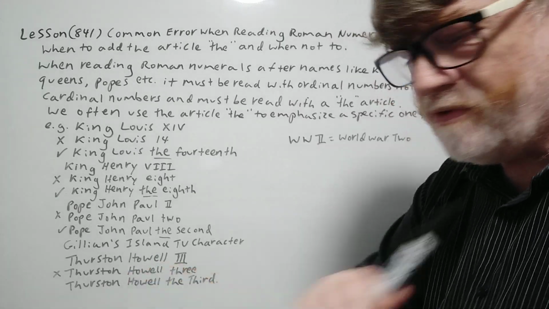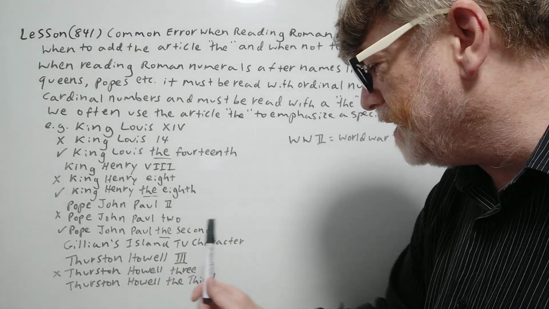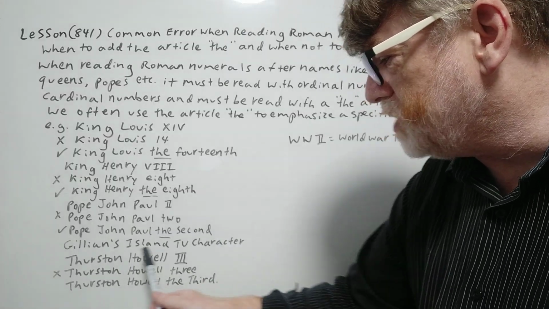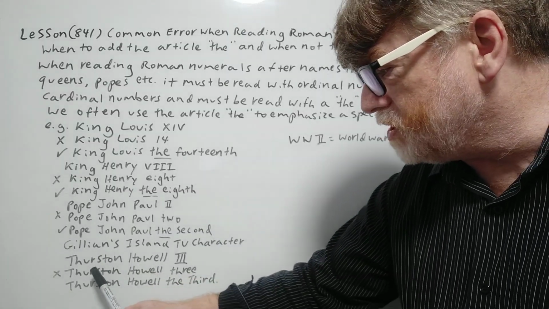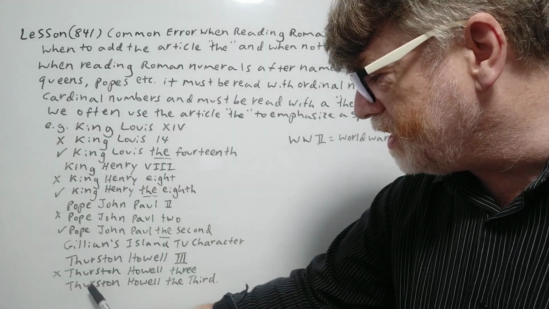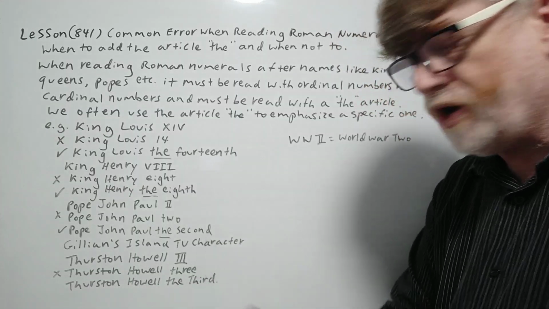This is a character from the very old TV show Gilligan's Island. His name was Thurston Howell III. So again, it would be wrong to read it as Thurston Howell three. You should read it as Thurston Howell the Third.